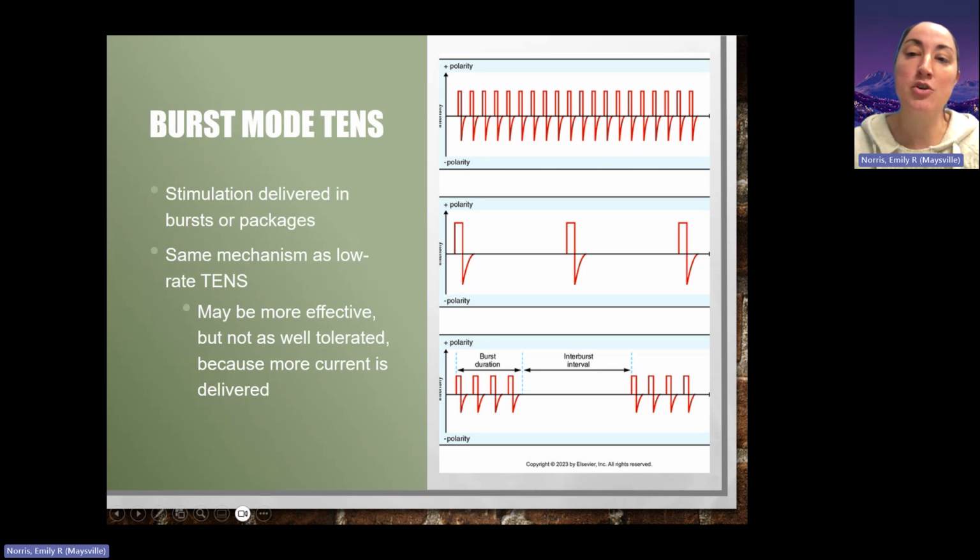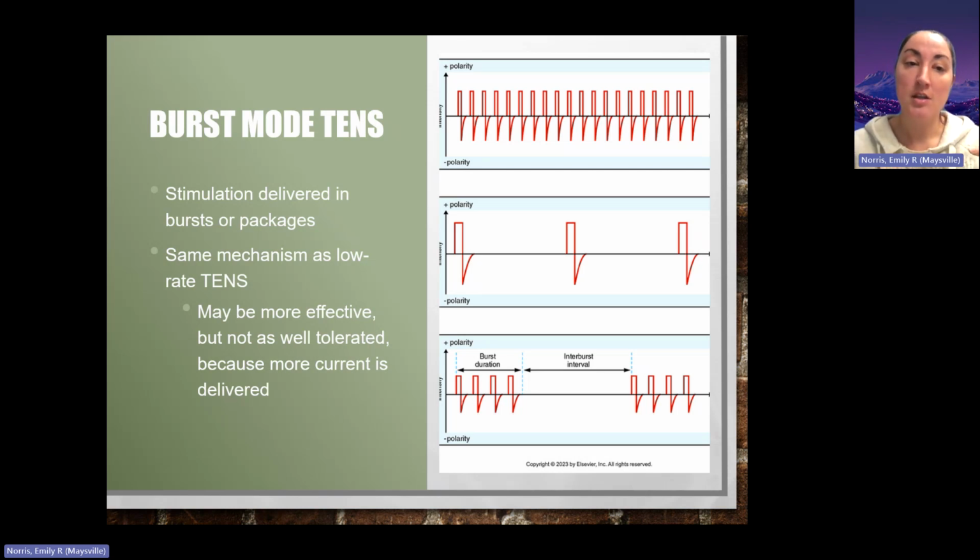So this very top picture is our conventional TENS that can be worn all the time, that causes benefits while it's on, but not real lasting benefits. The middle picture is that low rate TENS that only needs to be applied for up to 30 minutes to avoid that delayed onset muscle soreness. And it can have lasting effects in decreasing a patient's pain for 4 to 5 hours after it's removed.